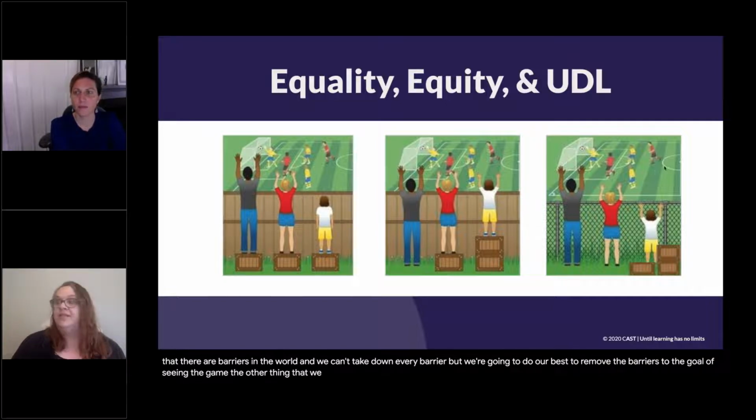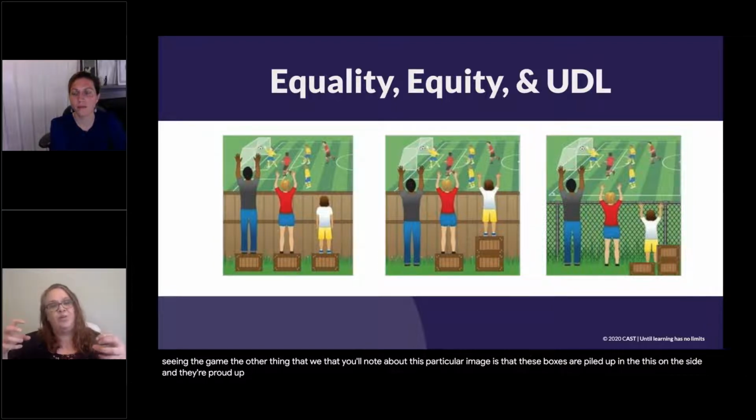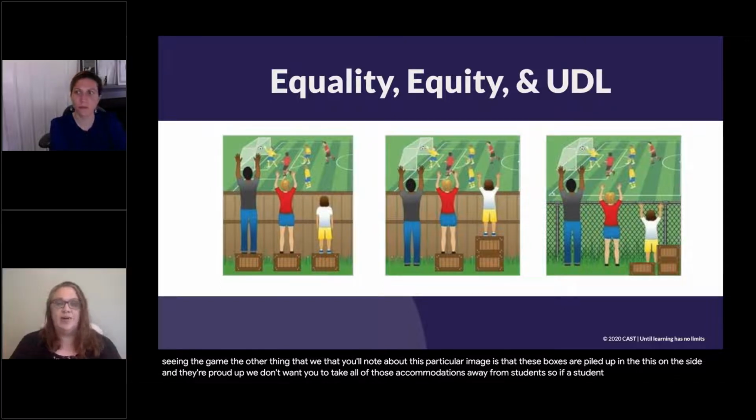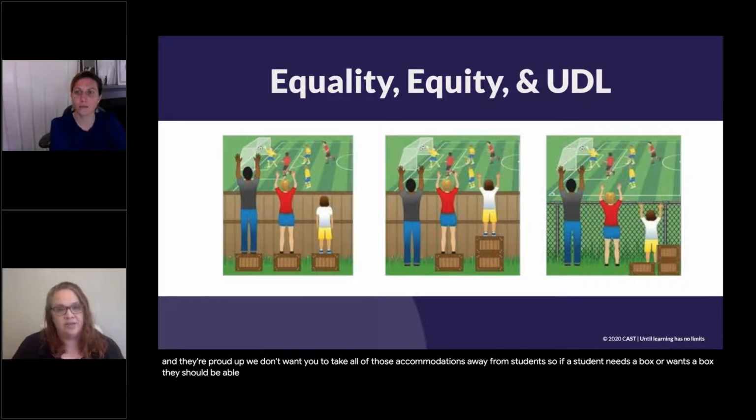The other thing that you'll note about this particular image is that these boxes are piled up on the side. And they're piled up on the side because we don't want you to take all of those accommodations away from students. So if a student needs a box or wants a box, they should be able to use that box to get over that chain link fence. However, they should also be available to everyone so that everyone can use them if they feel like they need it to see over that fence.